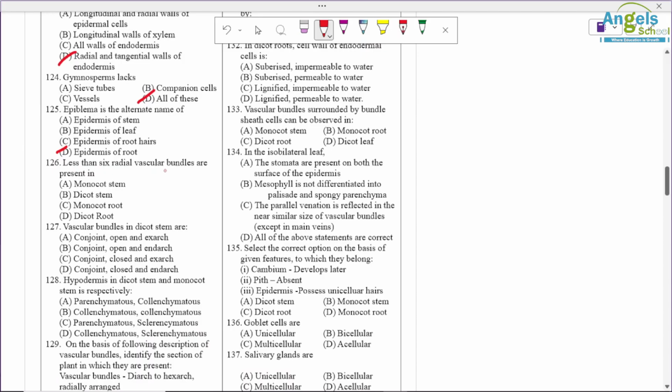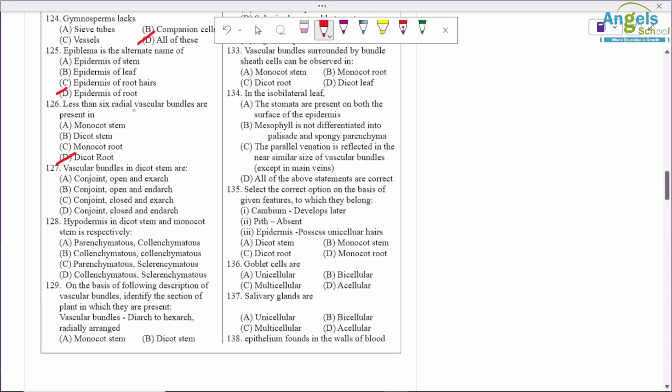Less than 6 radial vascular bundles are present in. So it is present in dicot, and radially arranged is given. So dicot root is the correct answer. If conjoint is there, then dicot stem is the correct answer.